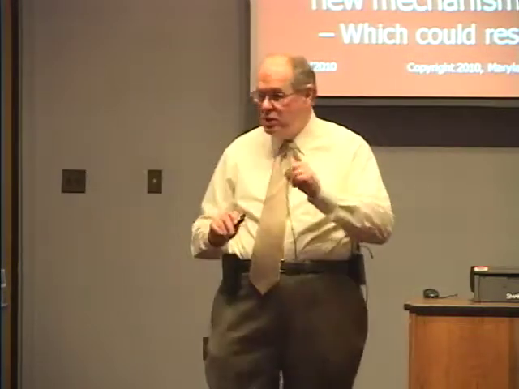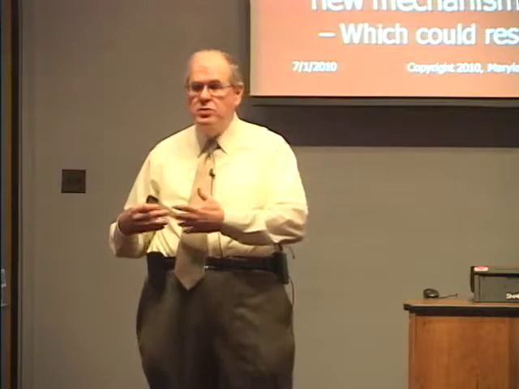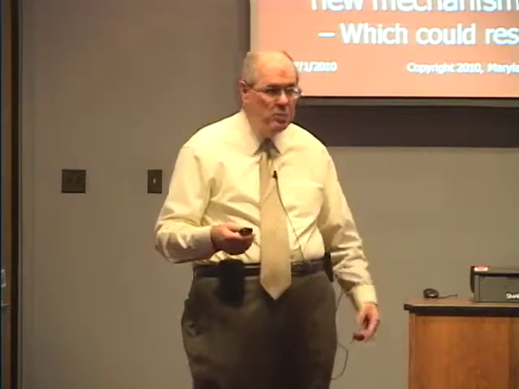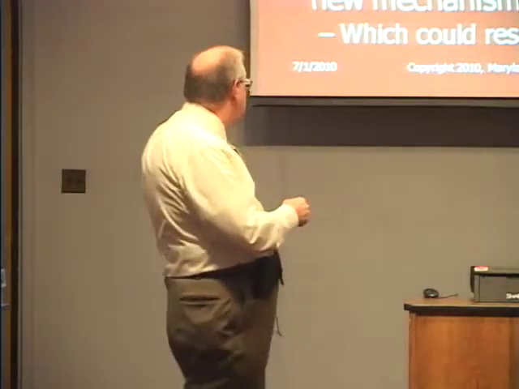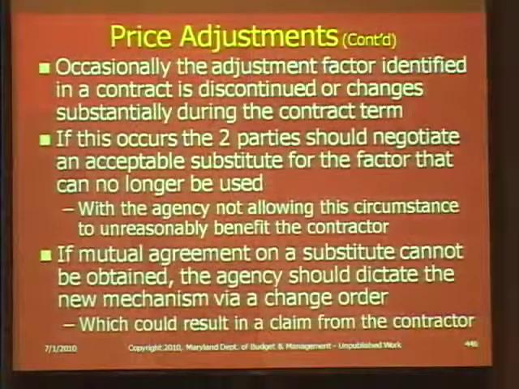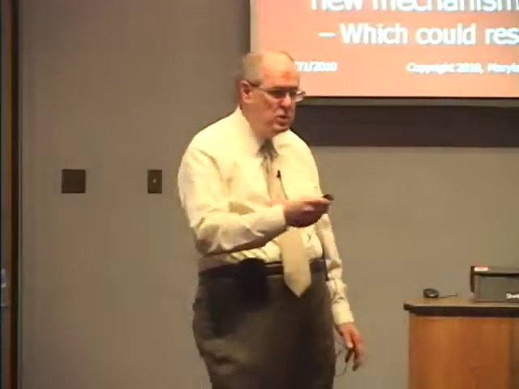Now, this requires a contract modification because it is a change to the contract. And you have to be able to estimate some dollar impact to determine what type of approval is necessary for that modification. But that is one option. If mutual agreement on a substitute cannot be obtained, the agency should dictate the new mechanism via a change order, which could result in a change in the contractor. So that's another illustration of change order.